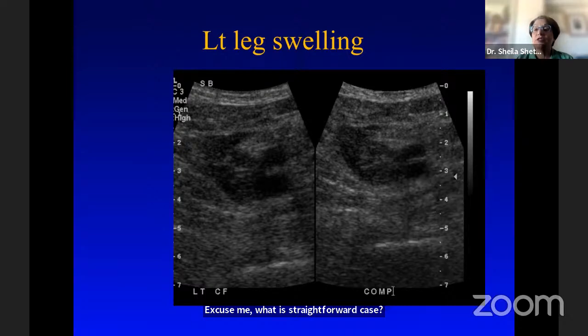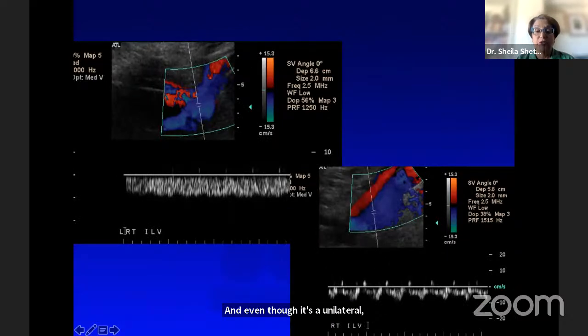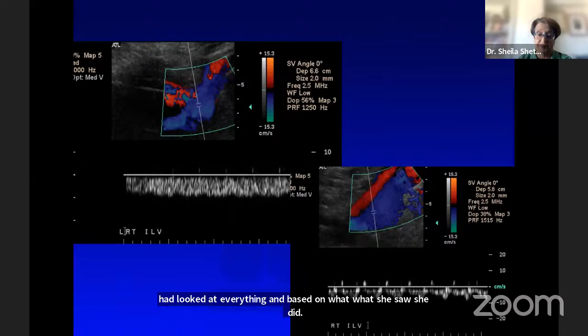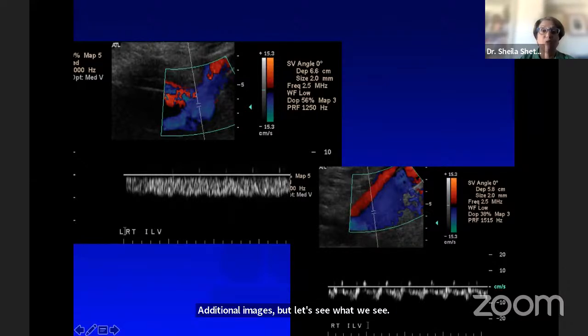However, we always look at the Doppler spectrum as well. Even though it's a unilateral study, we always do both external iliac veins for comparison. We want to compare the Doppler spectrum in the iliac veins. I really don't want to take any credit for this case. The sonographer had looked at everything, and based on what she saw, she did additional images, but let's see what we see. Remember, the left side is the swollen leg, and we know there is a deep vein thrombosis.